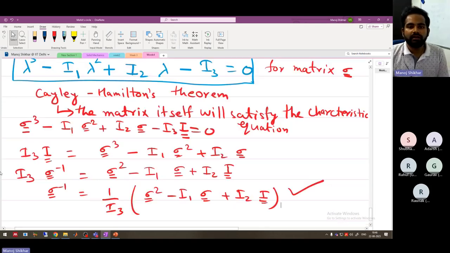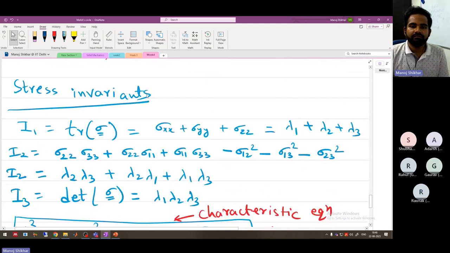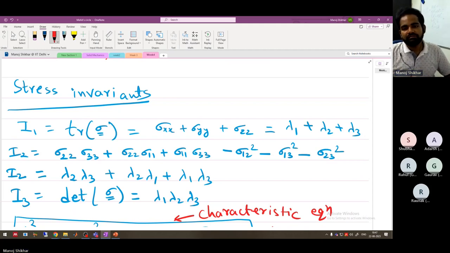So I1, I2, I3 were the invariants of stress. This means that if we find a new stress matrix representation in some other coordinate system, in that system also these will be equal. Like I1 will be equal to the same value, sigma xx plus sigma yy plus sigma zz. I2 will be equal to whatever I have written here. I hope this is clear to all of you.